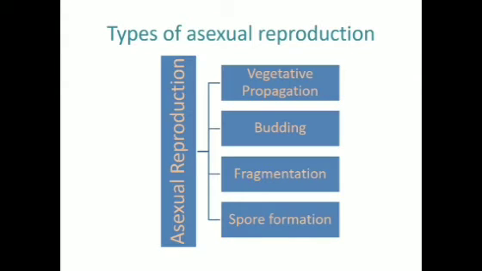Types of asexual reproduction. There are four types of asexual reproduction, which are vegetative propagation, budding, fragmentation and spore formation. Now in this PPT we will learn about these in detail.